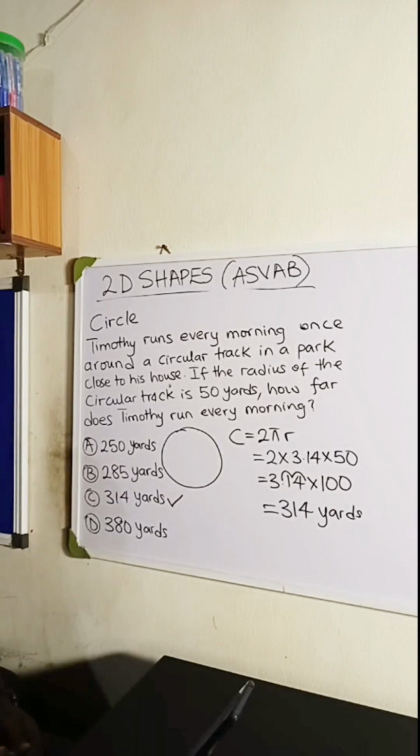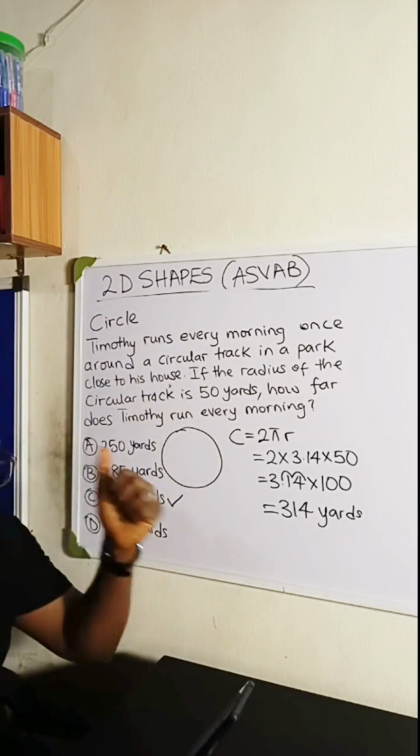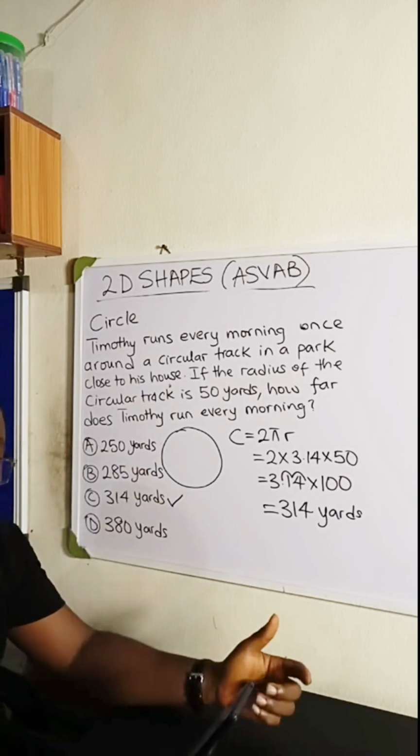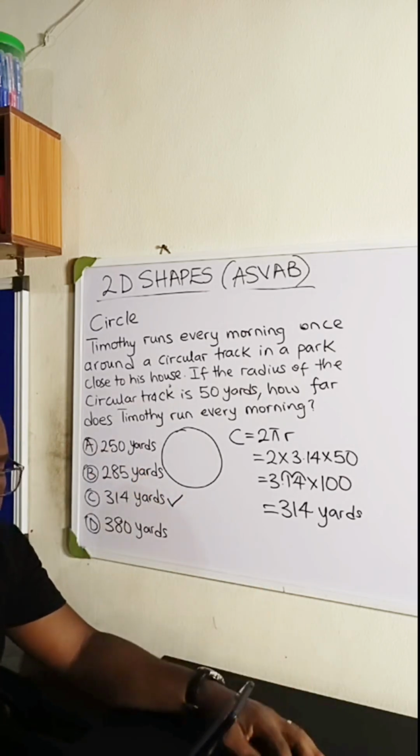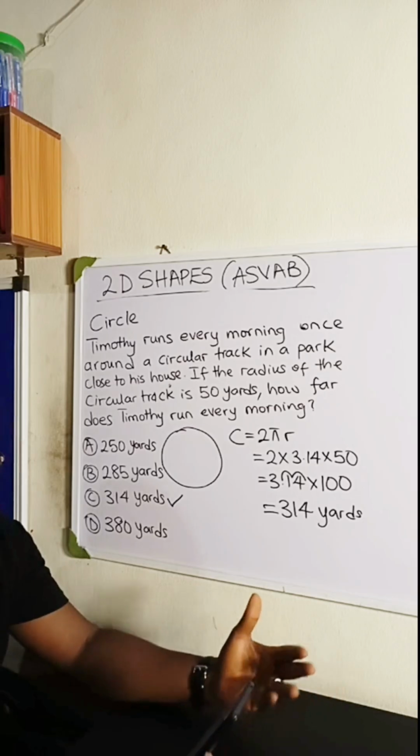Very easy. So in today's class, we've gone through 2D shapes. We've looked at the area and the perimeter, also circumference of 2D shapes. We've solved some ASVAB practice questions on these shapes.